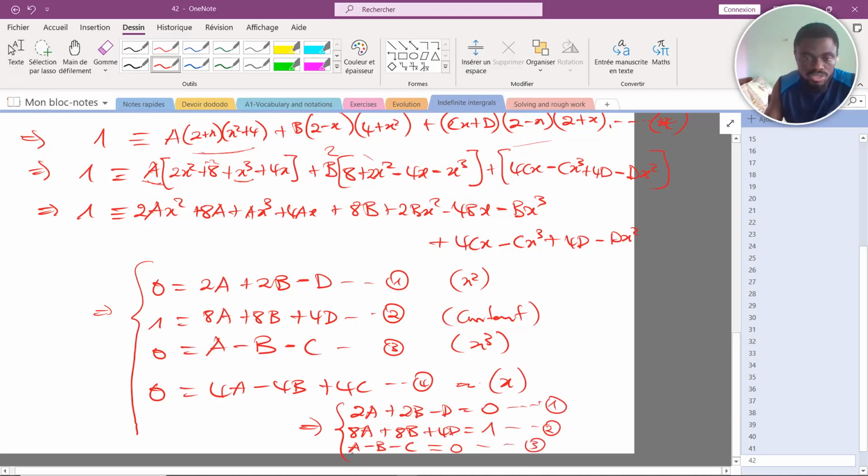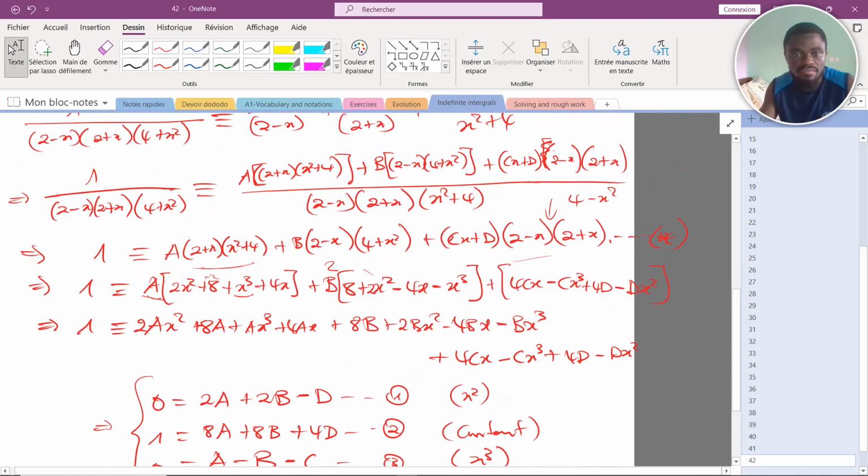This is equation 1, equation 2, equation 3. Okay, the last equation will be 4a minus 4b plus 4c equals 0. Here we can simplify this equation and divide all through by 4. You understand? So let me simplify it. So this will become a minus b plus c equals 0. So those are the 4 equations we have.